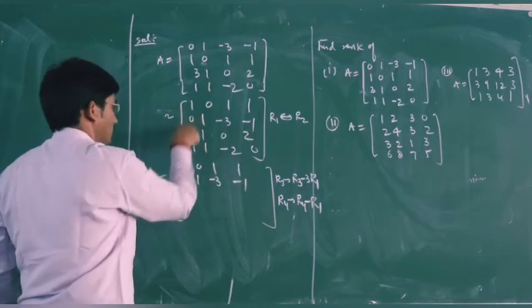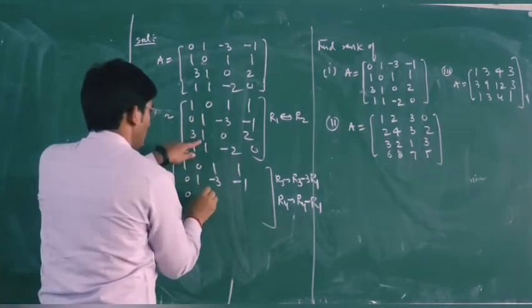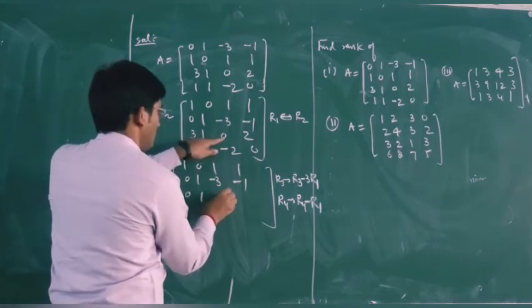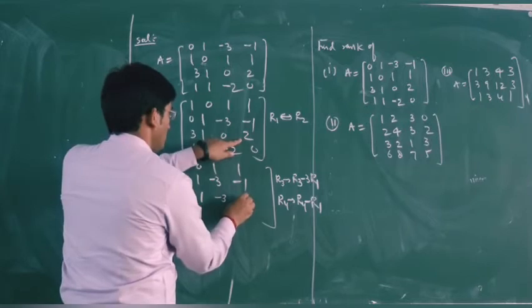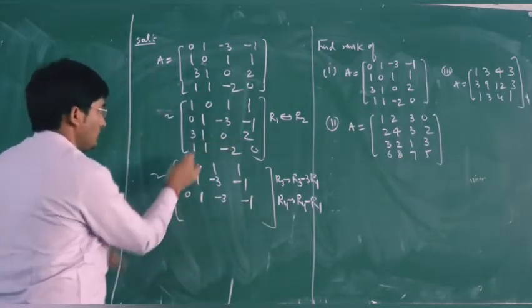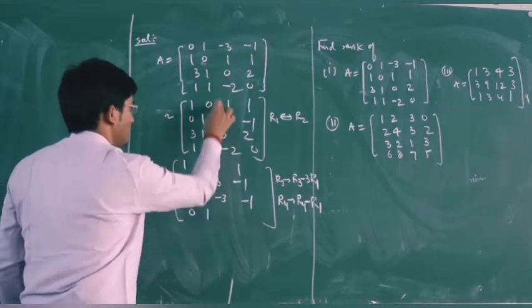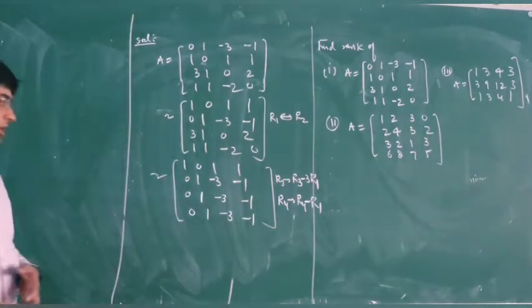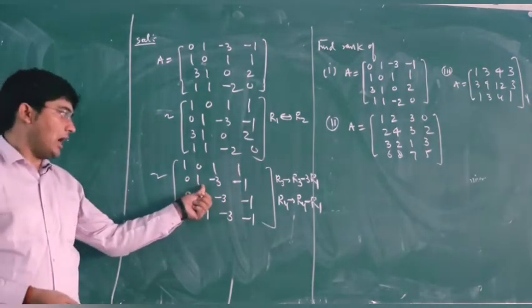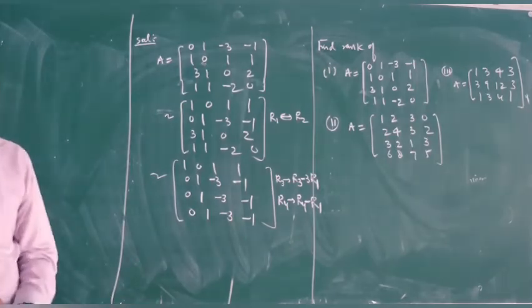So we have 1, 0, 1, 1, 0, 1, minus 3, minus 1. Now R3 minus 3 times R1 will be 0, then this will be 1, this will be minus 3, and this will be 2 minus 3, so we have minus 1. Then R4 minus R1: 1 minus 1 is 0, 1 minus 0 is 1, minus 2 minus 1 is minus 3, and then we have minus 1. Now you can see that our R2, R3 and R4 rows are all the same.